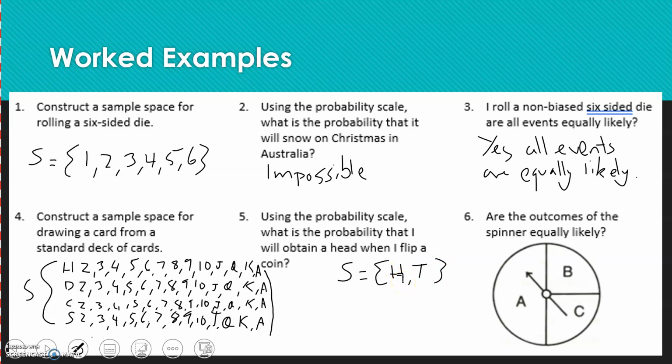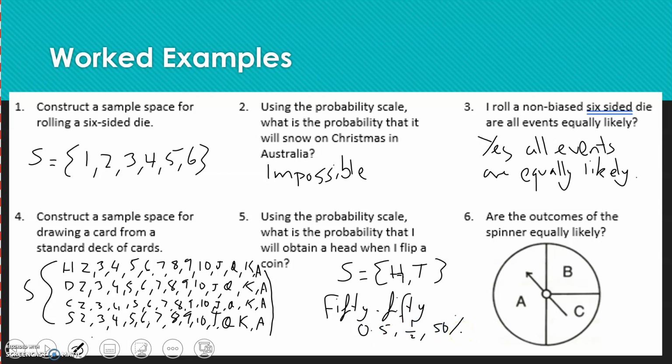So what's the probability that I'll obtain a head? Well, it's a 1 in 2 chance, so we can call that 50-50. Now, if we use that probability scale, we know that 50-50 is also the same as 0.5, a half, and 50%.